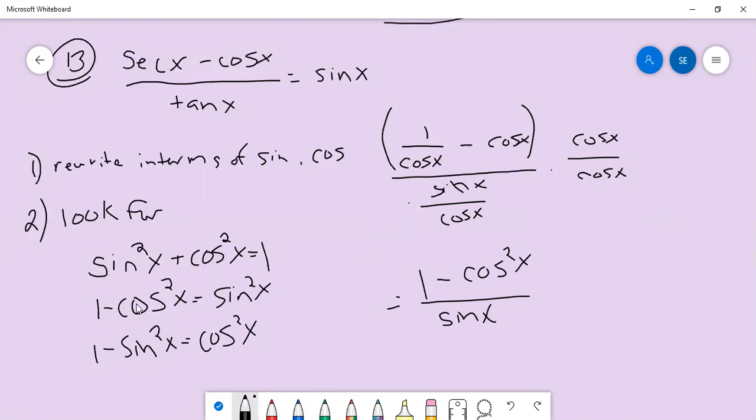Okay, now, so we replaced our sines and cosines, we did a little bit of algebra. Now we have something that's one of our Pythagorean identities. This is equal to sine squared of x over sine x. Sine squared of x divided by sine x, this is just equal to sine of x, which is what we were originally trying to prove. Okay, so again, rewrite in terms of sine and cosine, do some algebraic manipulation, and we look for our Pythagorean identities.